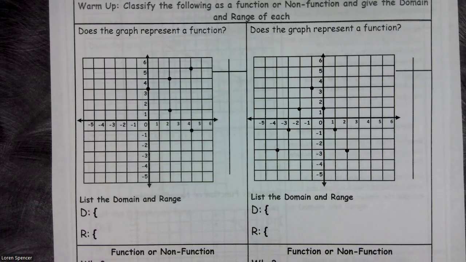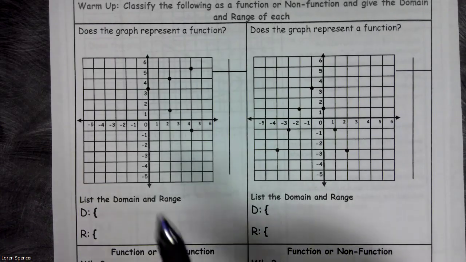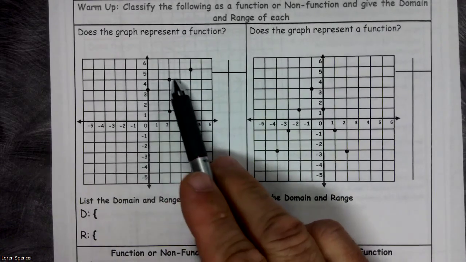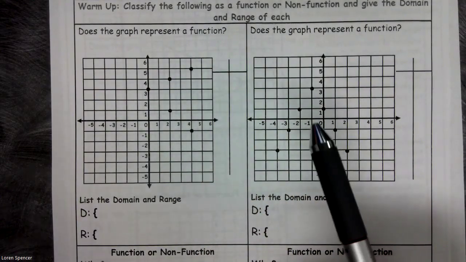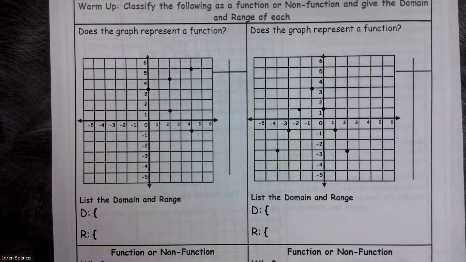This is a warm-up, and we are going to classify whether they're a function or not, and we're also going to give the domain and range. We are working with discrete data because it's the dots or the points, the ordered pairs. It's not connected, it's not continuous. So first off, is this a function or not?